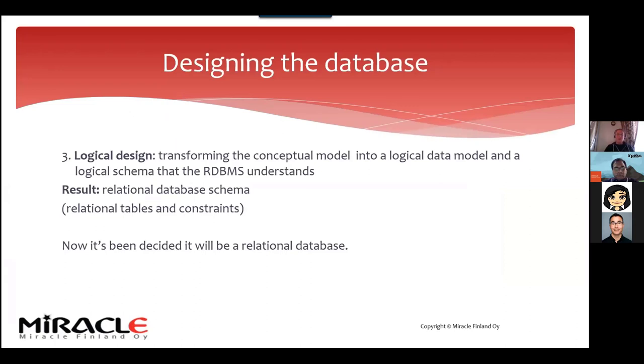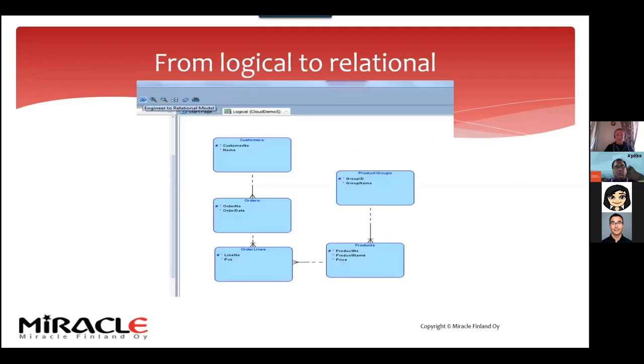So we are transforming those conceptual things we just had to a logical data model and logical schema that the relational database management system understands. So we will have a relational database schema with tables and constraints. At this point, we have decided it's going to be a relational database. This is not going to be a MongoDB or anything like that. But yet, we have not decided if it's going to be Oracle or SQL Server, whatever technology. But it's going to be a relational database.